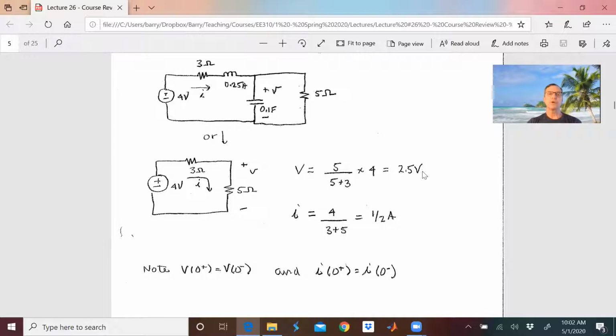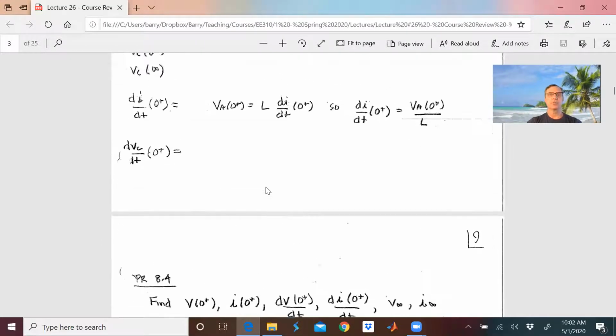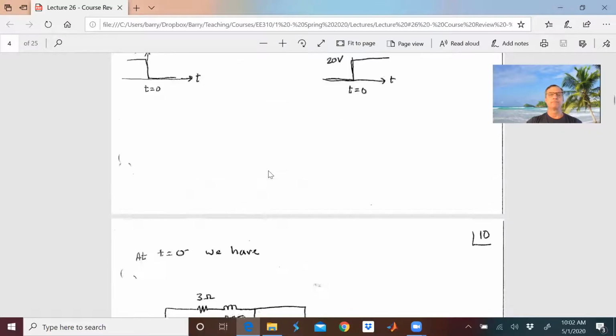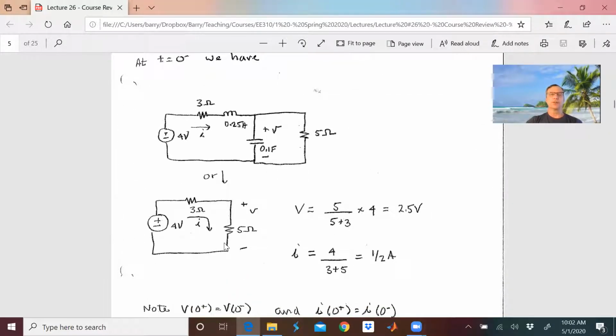So the voltage at this point is going to be, and which voltage is this? It's going to be this voltage V. It's just a voltage divider of 5 and 3. So 5 divided by 5 plus 3, times 4, gives us 2.5 volts here. And the current that we're looking for, which is the current in this left-hand path, is going to be 4 divided by the sum of these resistors, or 1/2 amp.